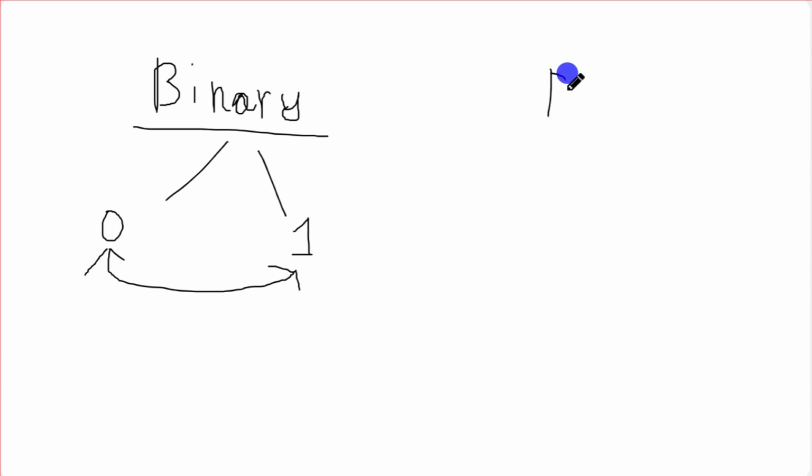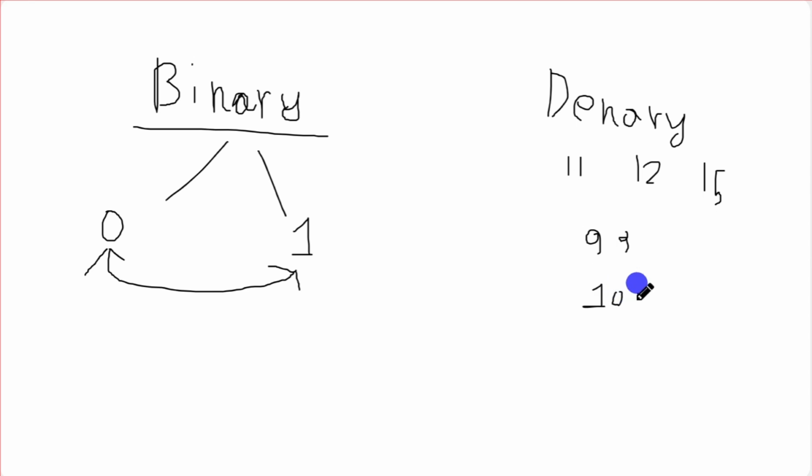And what is denary then? Well, denary value is a whole number. What is a whole number? It is an integer like 11 or 12 or 15 or 99, 100, like this. So what is a denary number? Denary is a whole number or integer number. And what is binary data? Binary data is zeros and ones. It is a machine code.